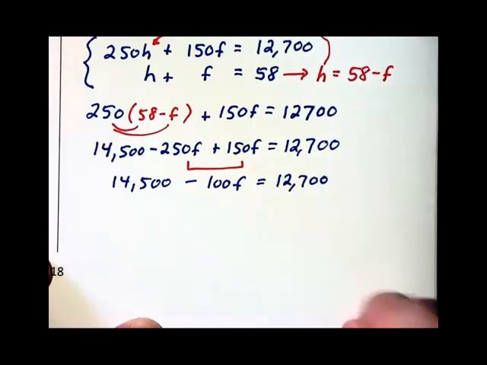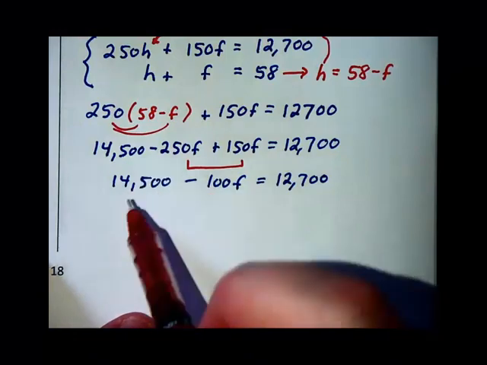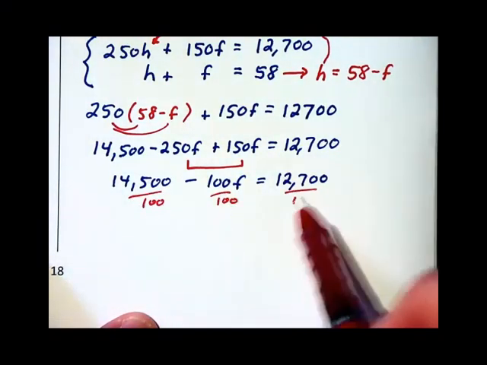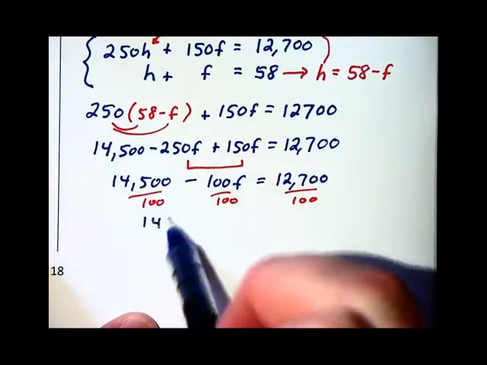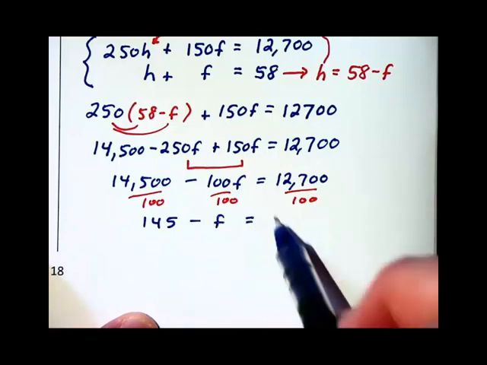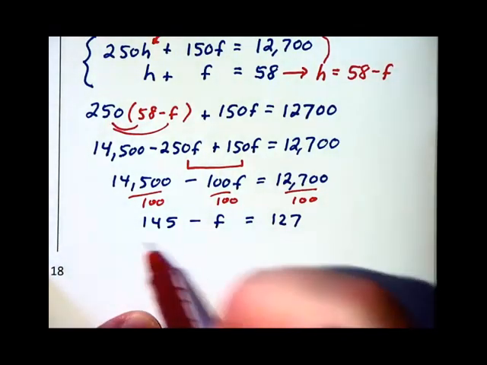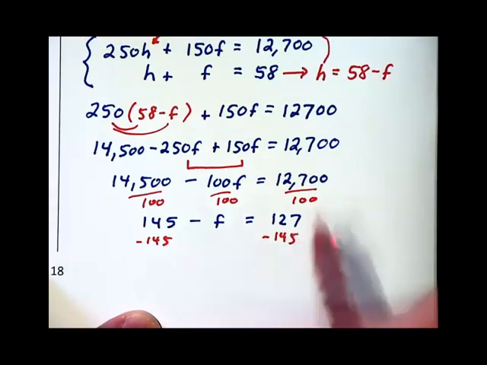12,700, and that 100F with those 2 zeros kind of catches my attention. I'm going to just divide through right now by 100, and that's going to clean things up a little bit. I'm going to have 145 minus F equals 127. Look how nice that is. Now we're going to subtract 145 on each side of the equation.